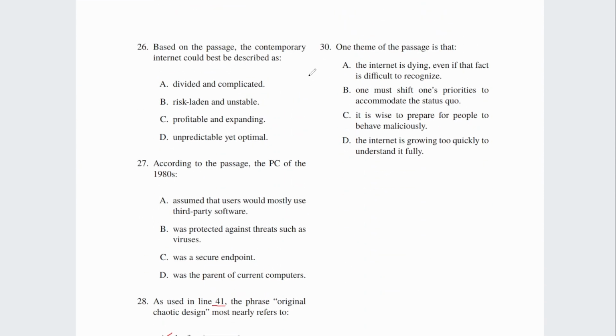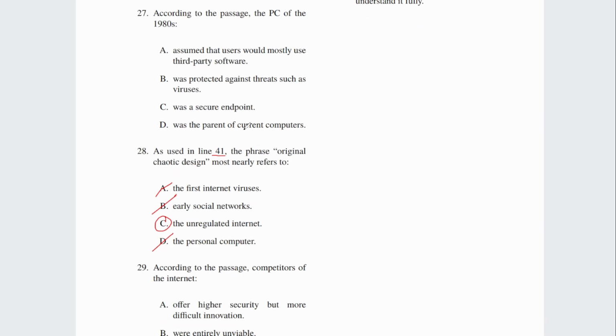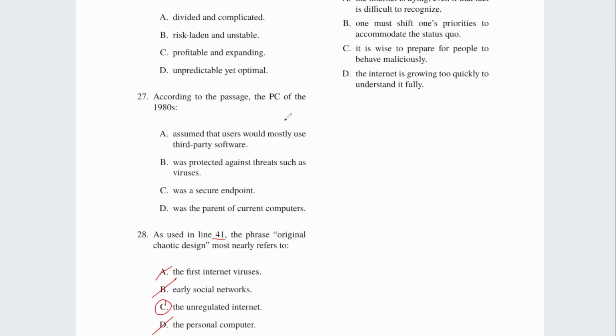Okay, so we have one that's sort of a detailed question, but let's move on to question 27 because it's a more traditional detailed question. It's an easier one. According to the passage, the PC of the 1980s assumed users would mostly use third-party software, was protected against threats such as viruses, was a secure endpoint, or was the parent of current computers. Well, this seems pretty easy, right? The answer that jumps out to you should be answer choice D. The PC of the 80s was the parent of current computers. That almost seems obvious. We don't even need to read the passage.